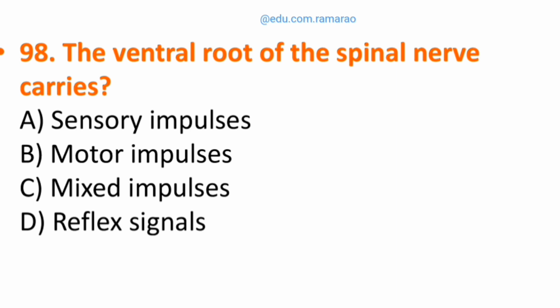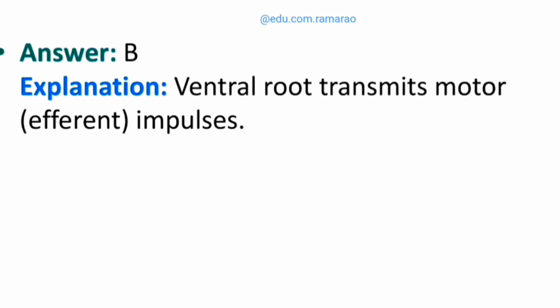Next question. The ventral root of the spinal nerve carries option A sensory impulses, option B motor impulses, option C mixed impulses, option D reflex signals. The correct answer is option B. Ventral root transmits motor efferent impulses.